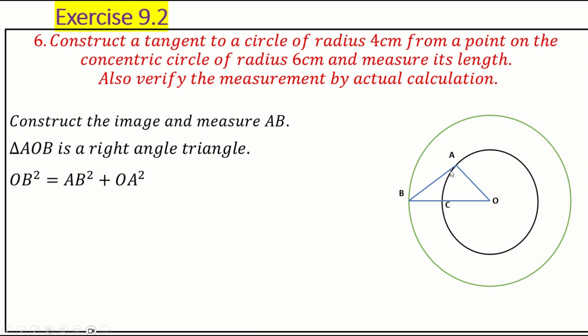Because it is a tangent, it will form a 90 degrees with the radius. Correct. So OB square equal to AB square plus OA square. OA square we know, OB square we know. We just need AB value. So AB square equal to 6 square minus 4 square, which is 20. So AB equal to square root of 20. This is the measurement you will get. Okay. Next.